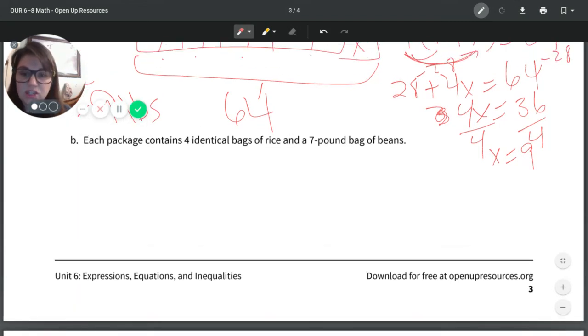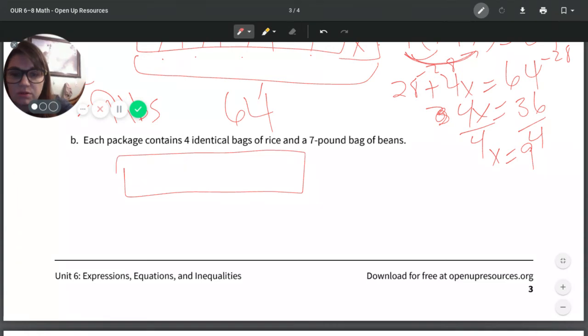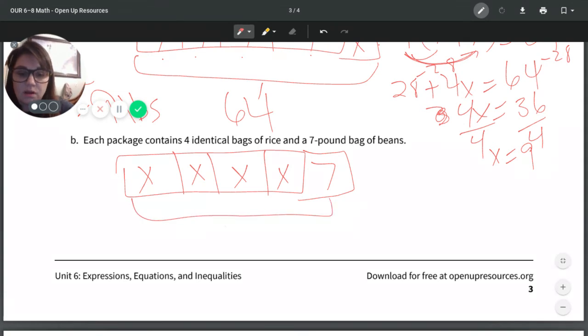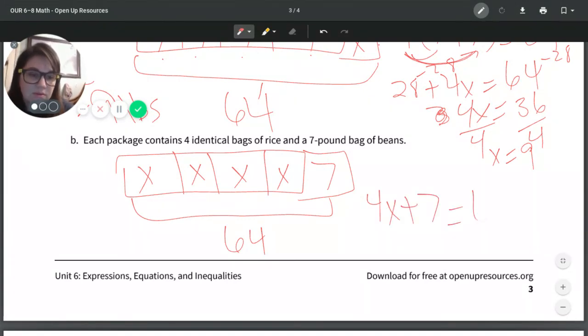Okay, the next one says each package contains 4 identical bags of rice. It's a different situation, so we'll draw a different diagram. Each package contains 4 identical bags of rice and a 7-pound bag of beans. And then the weight for all of those is 64. So this one is going to look like 4x plus 7 is equal to 64.